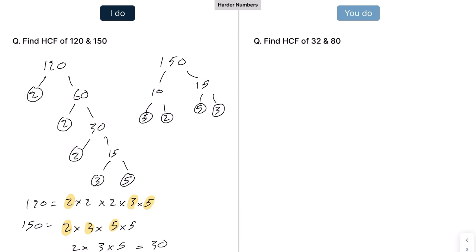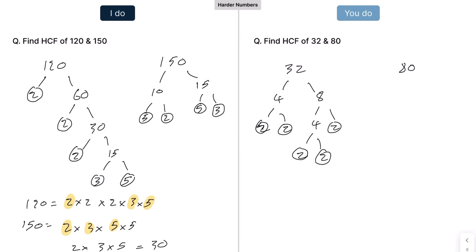So then we have 32 and 80. Hopefully you've pressed pause and had a go at this one. So we have 32 and 80. That is going to be 4 and 8. That is going to be 2 and 2. That's 4 and 2. Again, circle the prime numbers. That's 2 and 2 there. So for 32, that becomes 2 times 2 times 2 times 2 times 2.